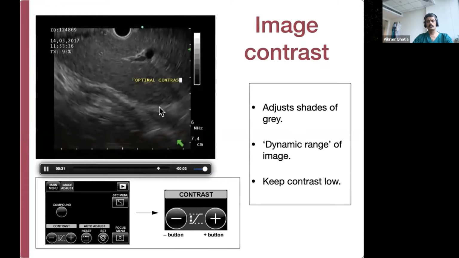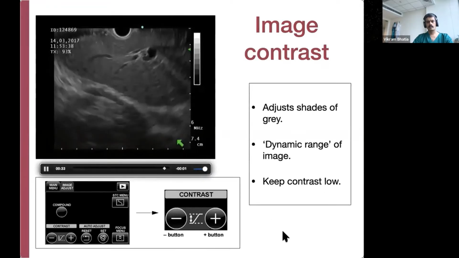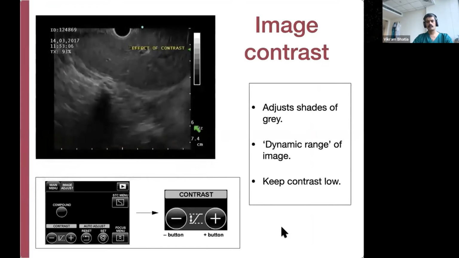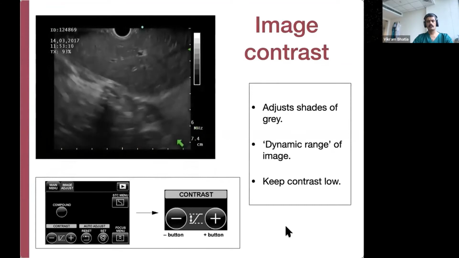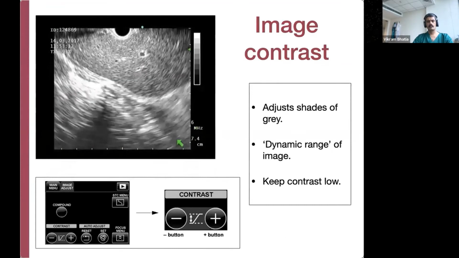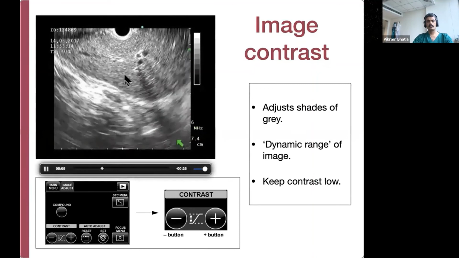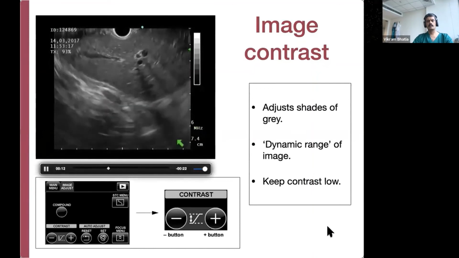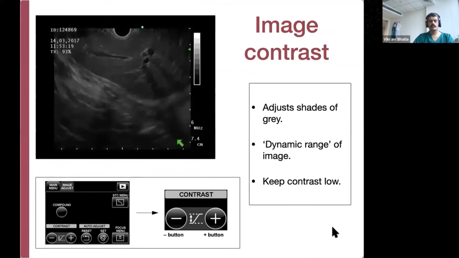And the beginners normally have a tendency to increase the contrast to make the whites more white, the blacks more black, and the image look more garish or crisp, like this, what is being seen now. But you lose B mode imaging if you keep the contrast high. So keep the contrast low.